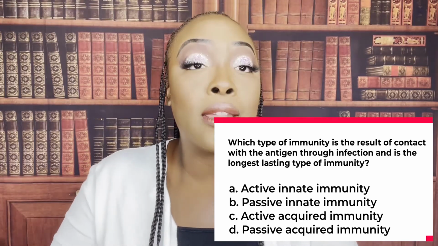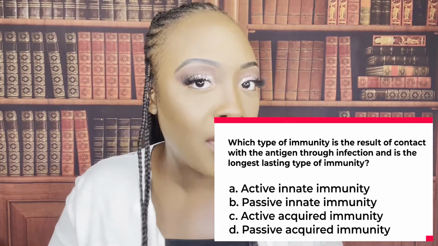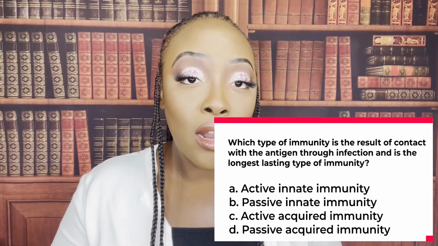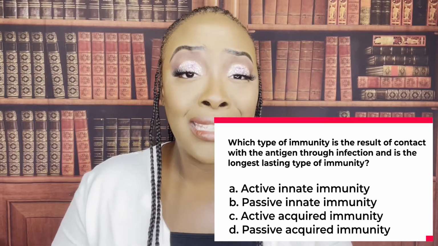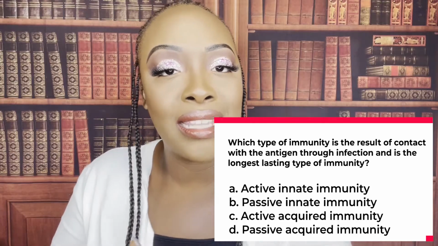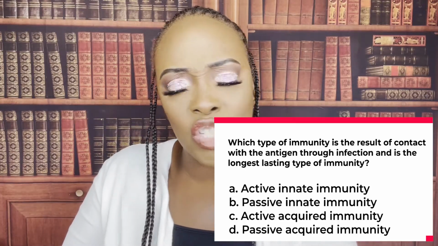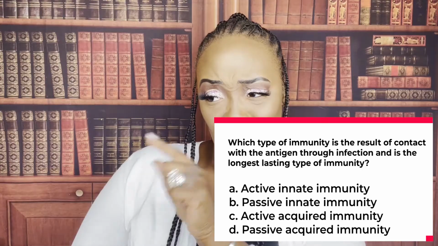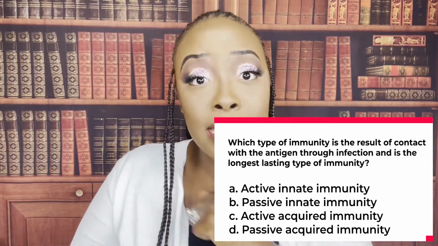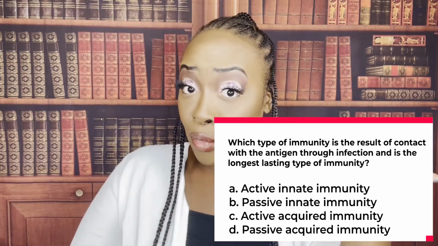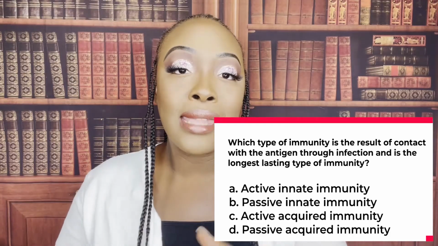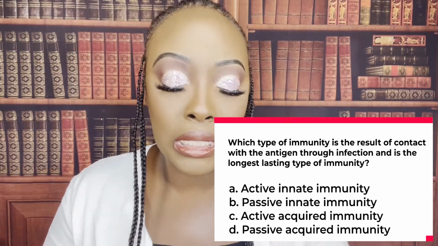But choice D, passive acquired, you acquired it from who? Your mother, through either breast milk or the uterus. And choice C, active acquired, you produced your own antibodies against that specific antigen once your body came in contact with that antigen. So your body comes in contact with the antigen and your body says, you know what? You're a bad guy. Let me go and produce these antibodies. So the next time I see you again, me and my crew, my antibodies, we're going to recognize you and we're going to get going. Okay, so that's the active acquired immunity, choice C.